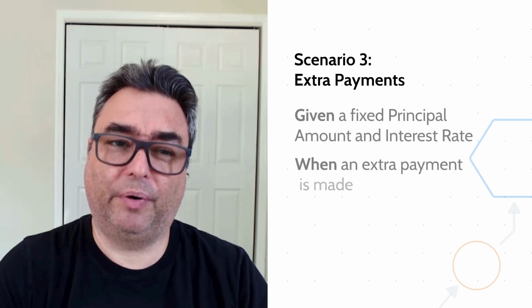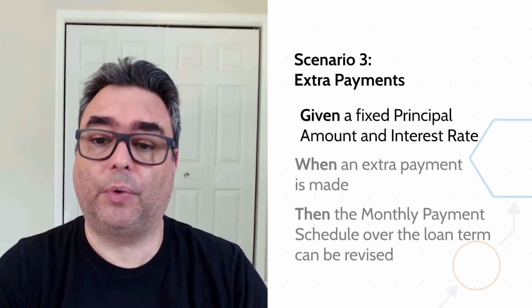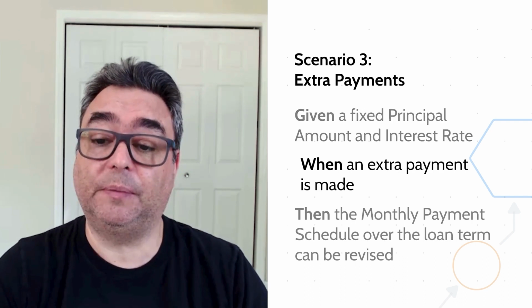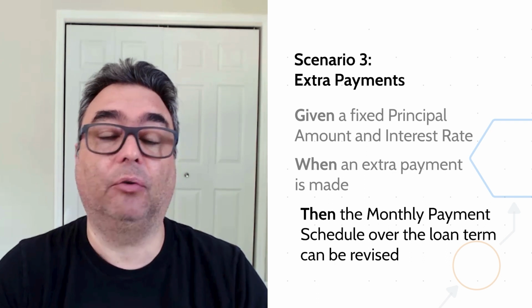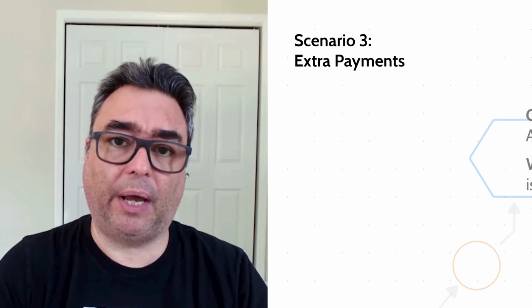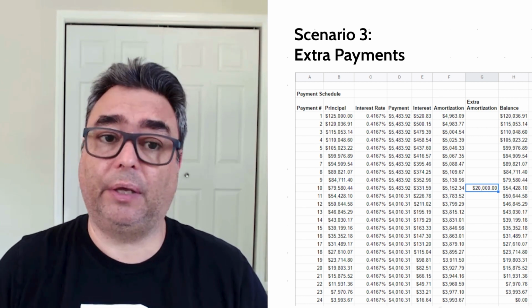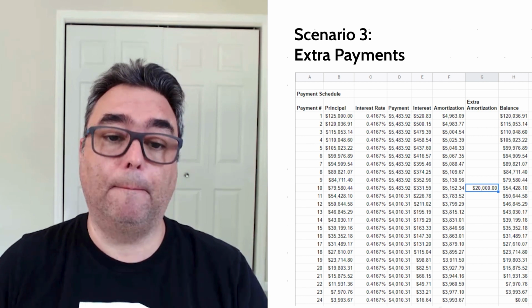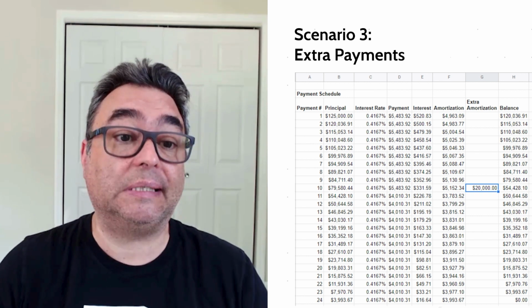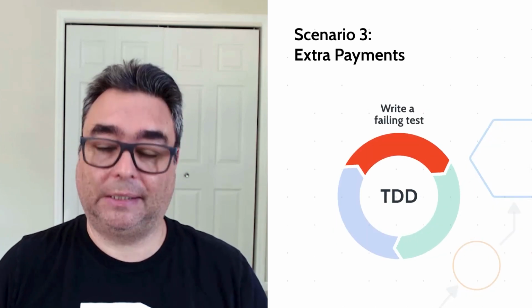Moving on to scenario number 3, the extra payments. Given a fixed principal amount and interest rate, when an extra payment is made, the monthly payment schedule over the loan term can be revised. This will imply that we're going to take something from the payment calculation and we're going to take something from the payment schedule and recalculate things based on a change on a certain payment number. So again, red step, let's get started.